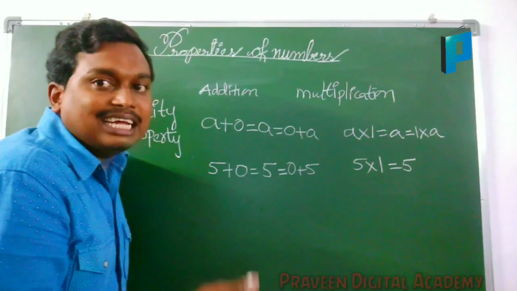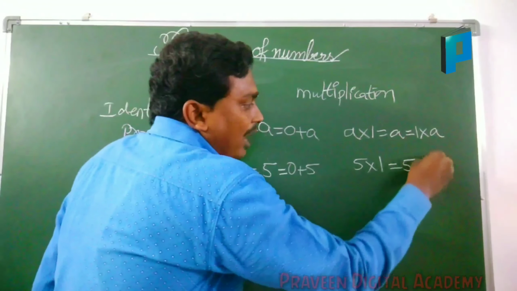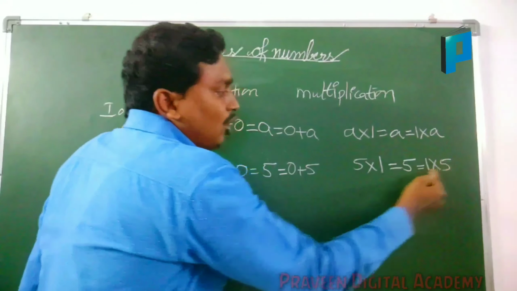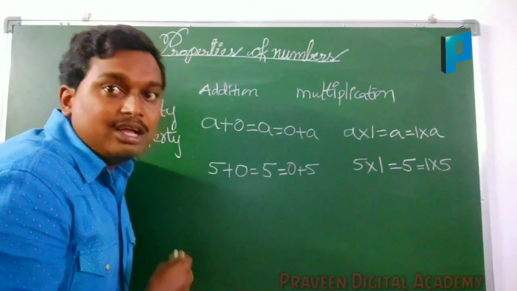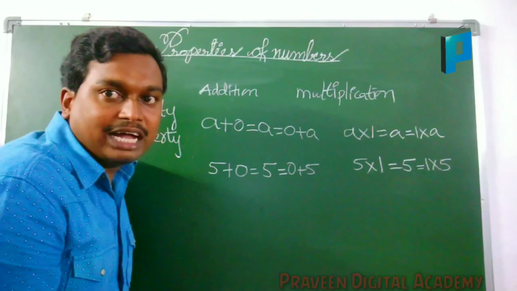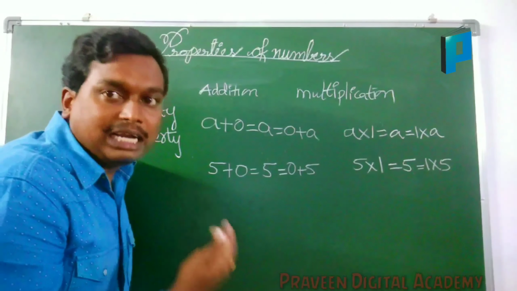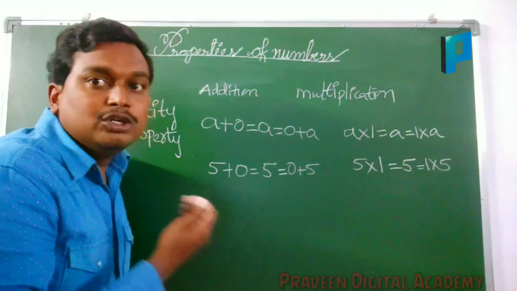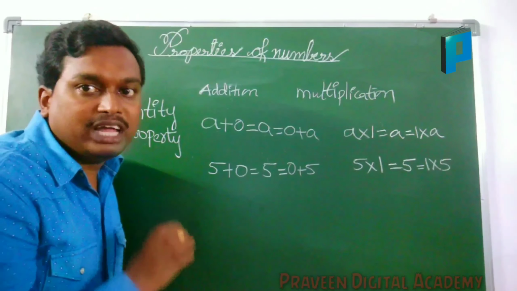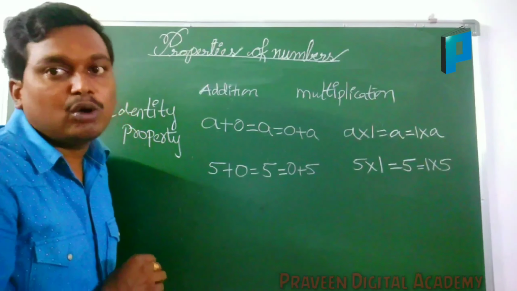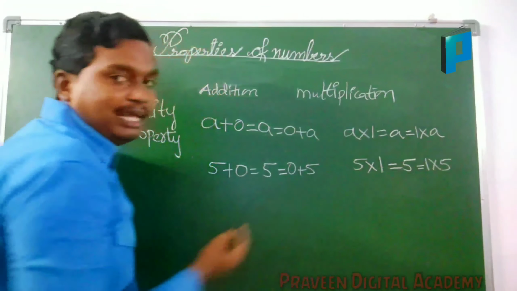And here I can say this in other words also, like this. 1 into 5 is also 5. Means for some number, if you are multiplying with 1, you will get the same number. For 1, if you are multiplying with any number, you will get the same number. Wherever we are having a property like that, we will call it the identity property under multiplication.